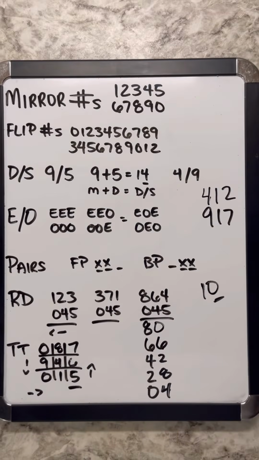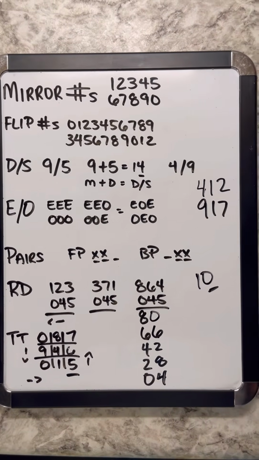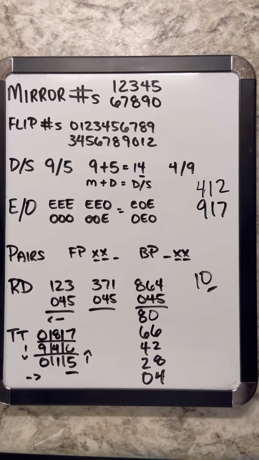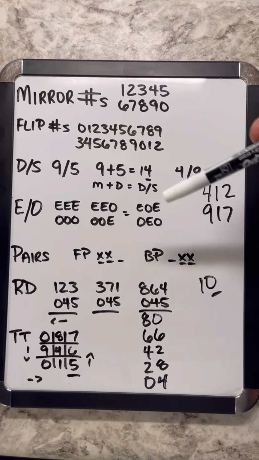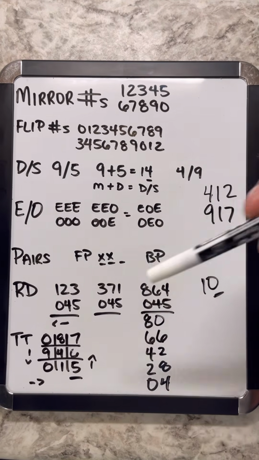So that's pretty much it, man. Quick little class. Now you should understand more about how to use the mirror number, the flip number, the date sum, the odd and even patterns, the pairs, a rundown, and a tic-tac-toe grid.